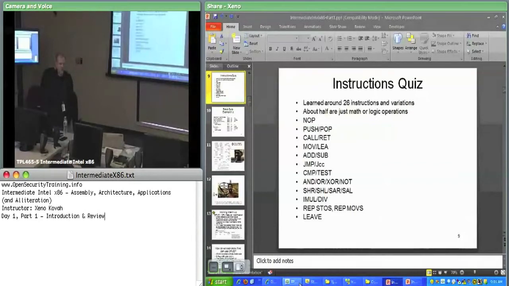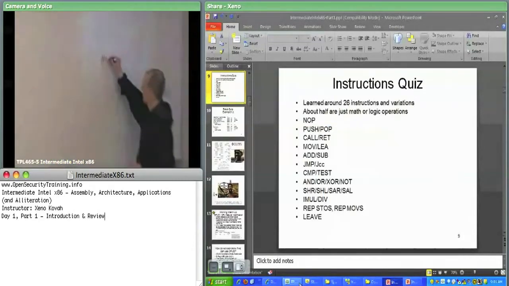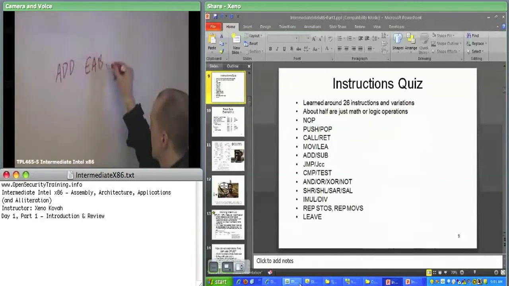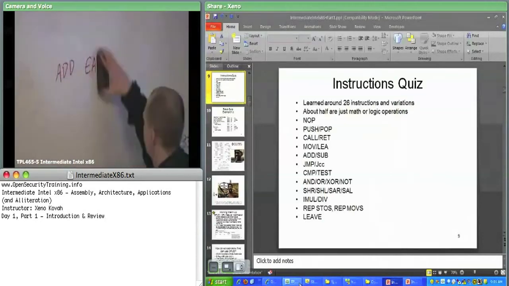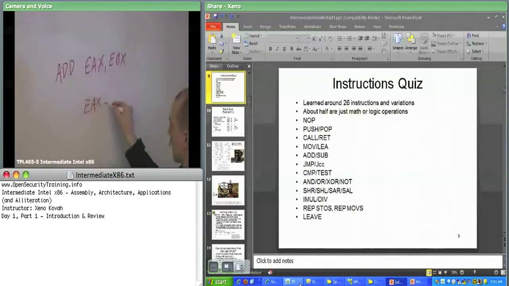Add and subtract are just add and subtract, right? But the only thing I would say, as a reminder, in terms of Intel versus AT&T syntax: if we are doing add EAX, EBX, how do we interpret this? What's going where? It's actually EAX equals EAX plus EBX, right? And it's actually the exact opposite of that in AT&T syntax, but we'll not worry about that. All right, so AT&T syntax flips destination and source.